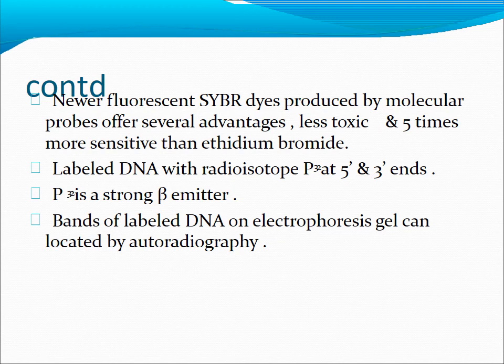DNA can be labeled with the radioisotope P32 at the 5' and 3' ends. P32 is a strong beta emitter. Bands of labeled DNA on the electrophoresis gel can be located by autoradiography.